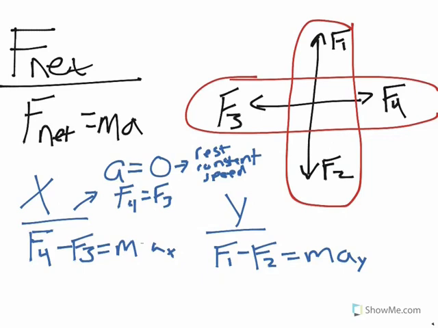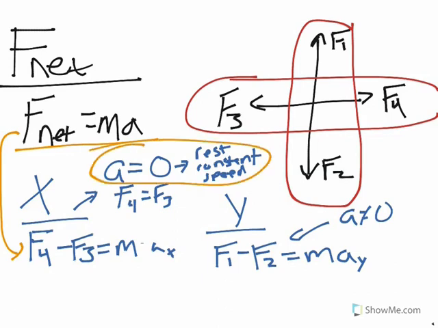The other option, though, is that the acceleration is not 0, and in that event, if we're dealing with the y direction, either F1 or F2 would have to be greater, and then you would get an acceleration. If F2 were greater, the acceleration would be negative, and if F1 were greater, the acceleration would be positive. Okay? So that's a general summary of net force. If you don't take anything else from this page, please remember how we get from here to here, and remember this part: if the acceleration is 0, you're either at rest or at a constant speed.